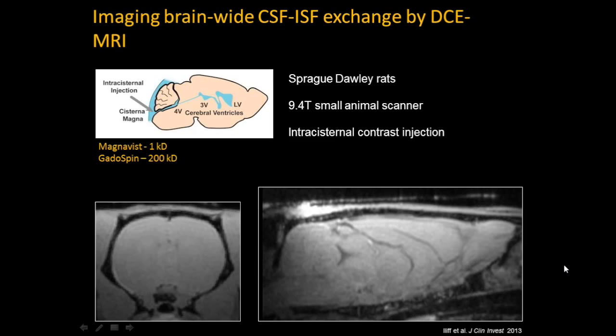So with the help of collaborators at Brookhaven National Labs on Long Island, we conducted a dynamic contrast enhanced MRI study in rats, basically doing the same thing, but using MRI to image the whole brain CSF pathways, instead of fluorescent tracers, using gadolinium-based contrast agents of different sizes. We used Magnevist, a 1 kilodalton gadolinium-based contrast, and a conjugated gadolinium called Gadospin that had a much larger molecule. We used the same route of injection and looked to see where the tracer went.